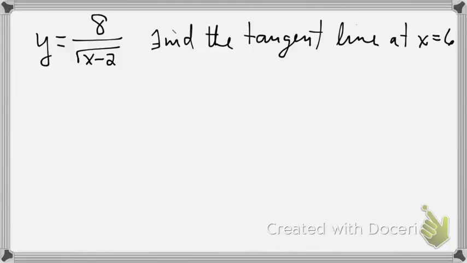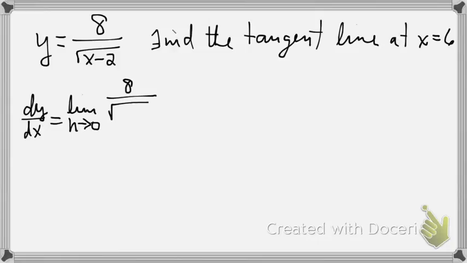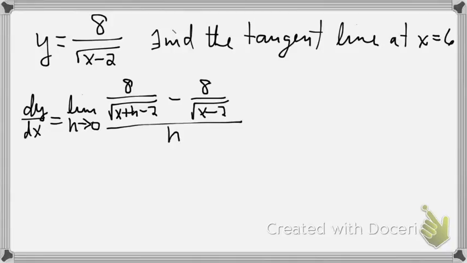All right? So dy/dx would be the limit as h approaches 0. And then what is it going to be? Let's do 8 over square root of x plus h minus 2, minus 8 over square root of x minus 2, all over h. You guys agree? So what is my key here?